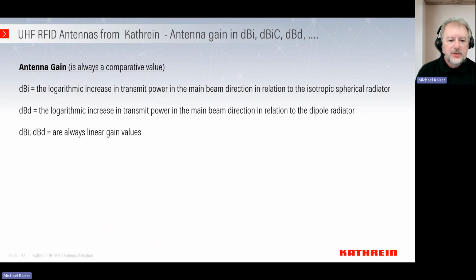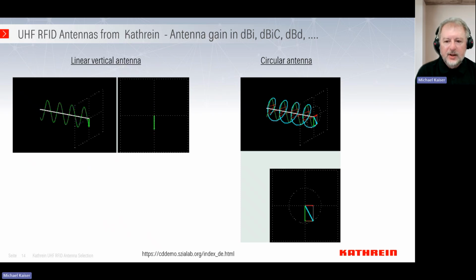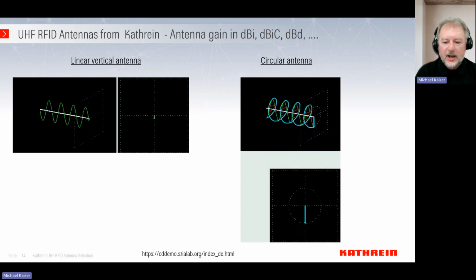Here we come to the explanation of the polarization. You see on the left a linear vertical polarized antenna, and on the right a circular polarized antenna. You see this antenna field builds up only in the horizontal level. This means the transponder has to be also aligned in this direction. Then we have a good reception and we can activate the transponder. In the circular polarized antenna, we see that the pointer is rotating, and this means it doesn't matter in which position the tag is aligned, we will find some position where we have a good alignment between the antenna and the transponder and a good reception point.